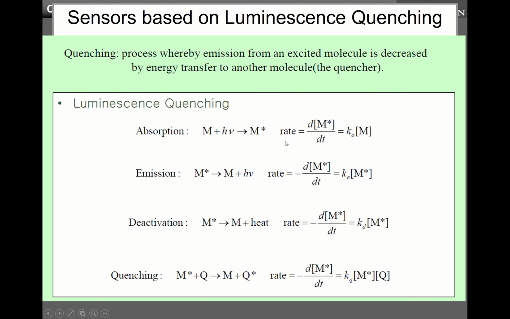Here the sign is positive because absorption means the production of these excited molecules. So we can write this absorption rate, and it is proportional to the reactant, this molecule. Ka is a proportional constant. Ka means absorption.